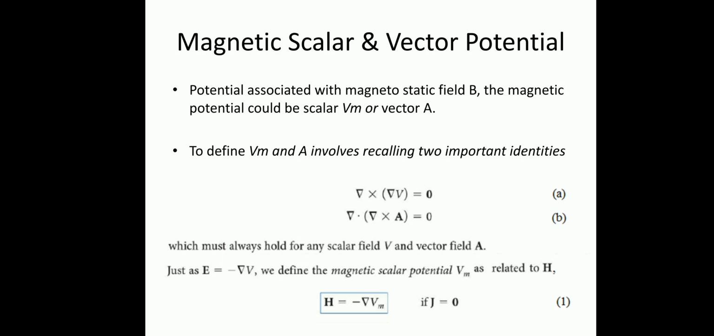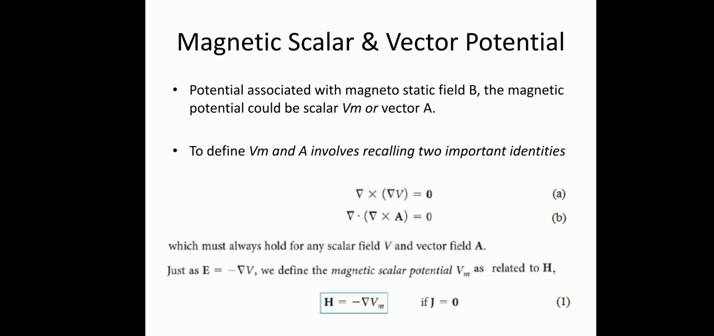Similarly, we studied that the divergence of the curl of any vector is also 0. We are using these two relations to define the scalar potential and vector potential. So the potential associated with magnetic field is called scalar potential Vm or vector potential A. Next, our aim is to define this potential.